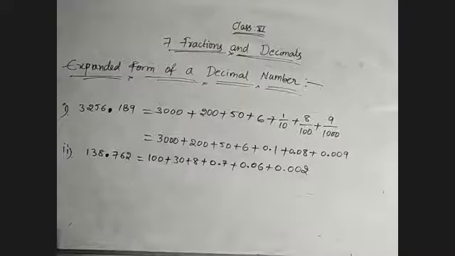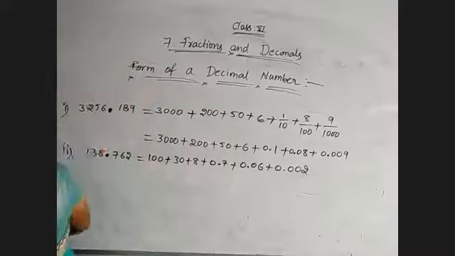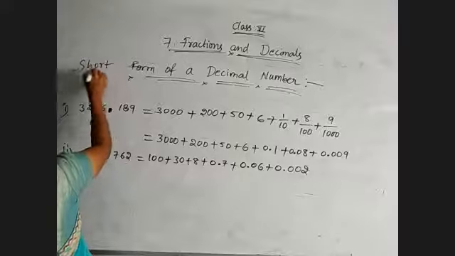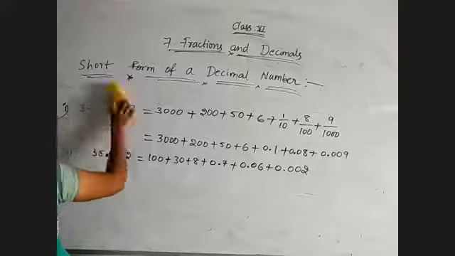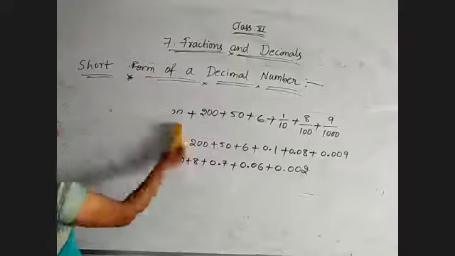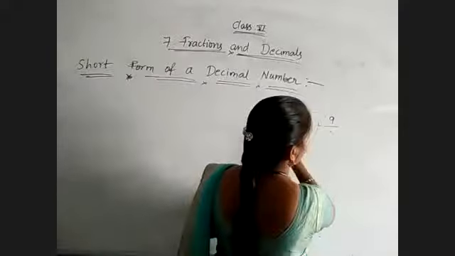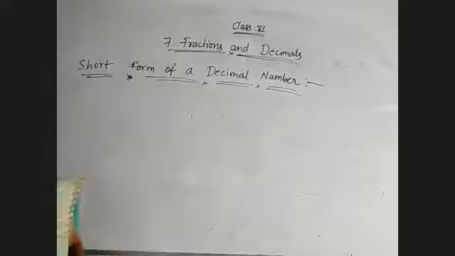Now coming to the short form of a decimal number. Short form or standard form or ordinary form or normal form, whatever. Reversely, till now the short form was given and we were writing the expanded form. Now the expanded form will be given, and we must convert it into short form.